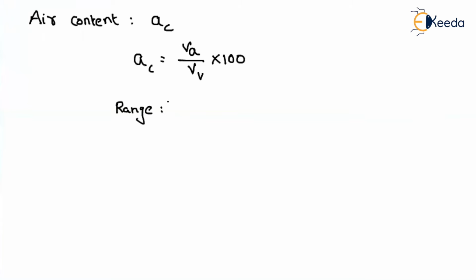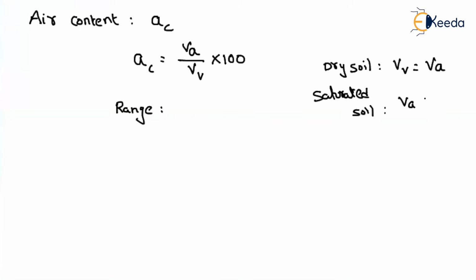So if I'm talking about the range, similarly, if it is a dry soil, the entire volume of voids is occupied by the air. So if it is completely dry soil, I can say my volume of voids is equal to volume of air. If it is a saturated soil, then the entire volume of voids is filled with the water. Then is there any volume of air present in the volume of voids? No, that is equal to 0.